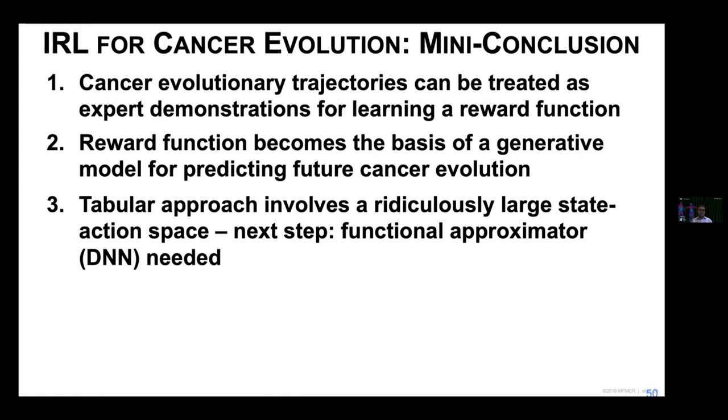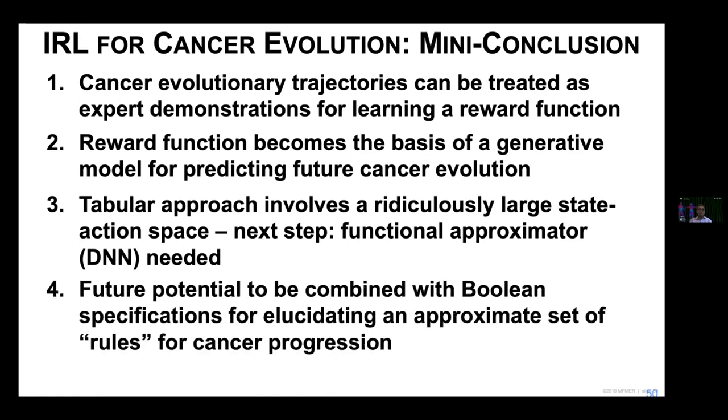One of the next steps is to actually replace this with a functional approximator. And I'm continuing to collaborate and work on that using different embedding spaces. And there's future potential here to combine this work with things like Boolean specifications for elucidating approximate sets of rules for cancer progression, which could really help us condense our understanding of how cancer works into something more manageable.